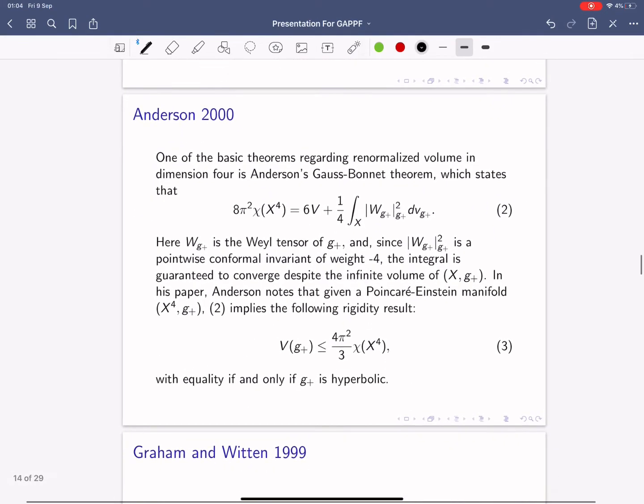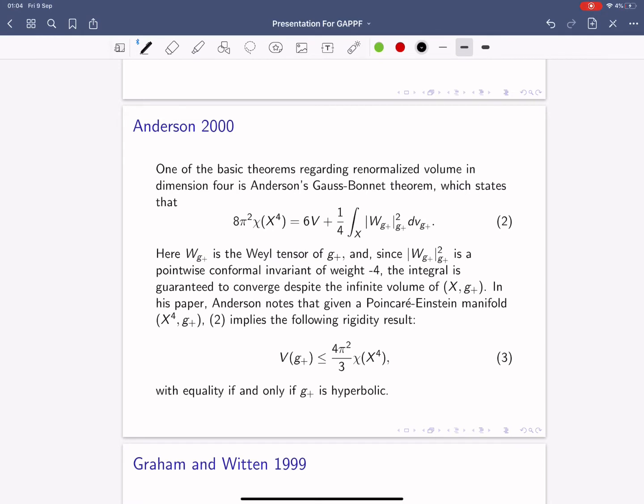And there's work by Anderson then. He obtained a Gauss-Bonnet formula that encompasses the renormalized volume. Right, so on a Poincare-Einstein manifold of dimension 4, we get this Gauss-Bonnet type formula. This is the Weyl tensor, and the norm squared of the Weyl tensor is a pointwise conformal invariant of weight minus 4. So when you do a conformal change, it cancels out with the conformal factor you pick up from the volume form.